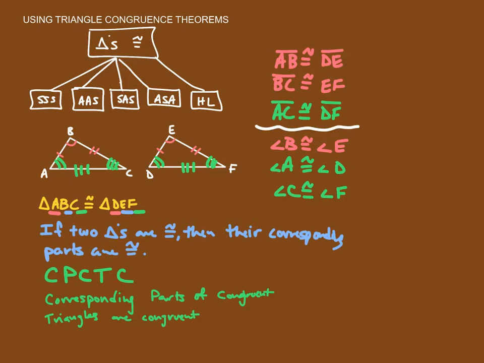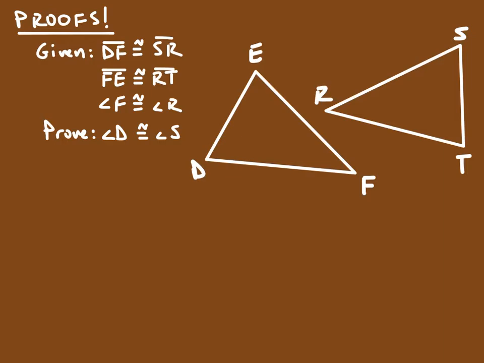And that's really important. So let's look at one proof on this. Okay, in this proof, let's take a look at the picture. So we've got two triangles here, all right? You're given that DF is congruent to SR. You're given that FE is congruent to RT. And then you're given that angle F is congruent to angle R, all right? And you want to prove that angle D is congruent to angle S.